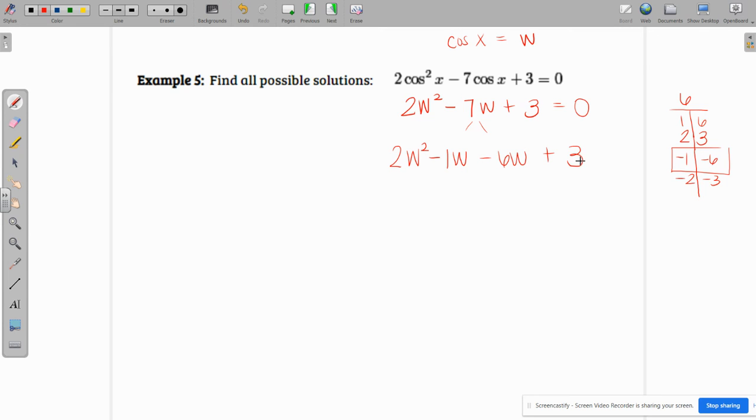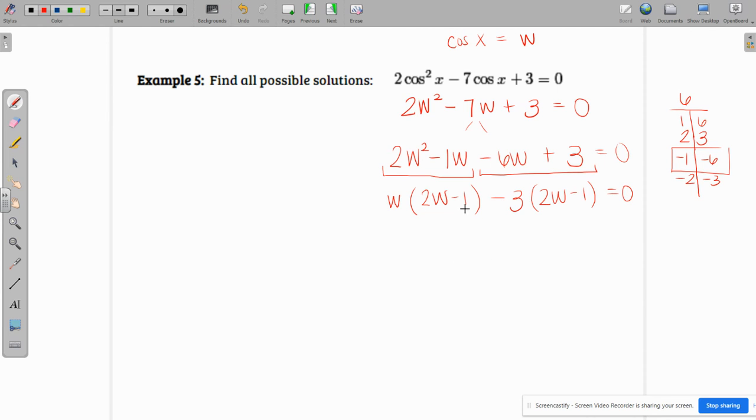I didn't change the value of the problem. I just made it have more terms, right? If I combine these back together, I would get back to the original problem. But this is beneficial because it has 4 terms and I can factor by grouping. So out of this first group, the GCF is w, and I would have 2w minus 1. Out of the second group, your GCF is either 3 or -3. But our goal is for this to also be 2w minus 1. So that means we'd be factoring out a -3.